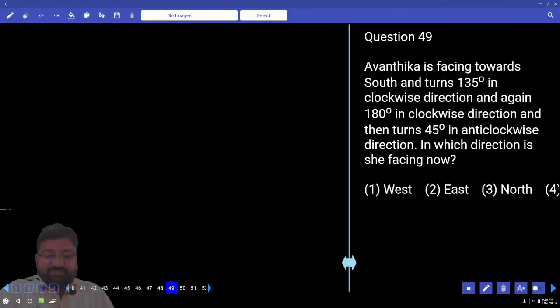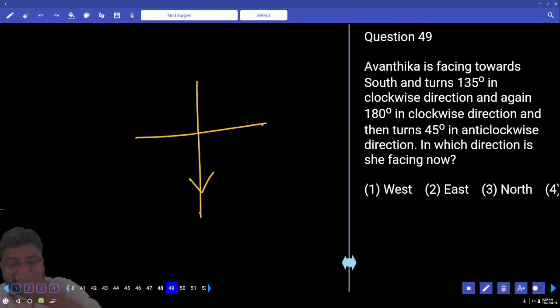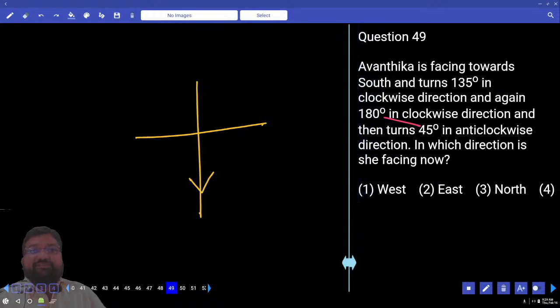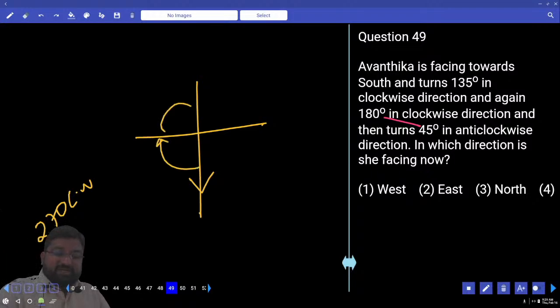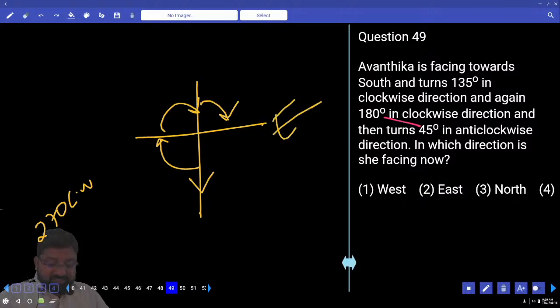Avantika is facing towards south. What is she doing? 135 degrees clockwise, and again 180 degrees clockwise, and 45 degrees anti-clockwise. Clockwise and anti-clockwise becomes minus. 180 minus 45 is 135. Isn't it? 180 minus 45, how much? 135. Above also 135. 135 plus 135 is 270. 270 is clockwise. 270 is nothing but 3 right turns or 3 left turns. From here to here, first, second, third. Finally, she'll be facing east.